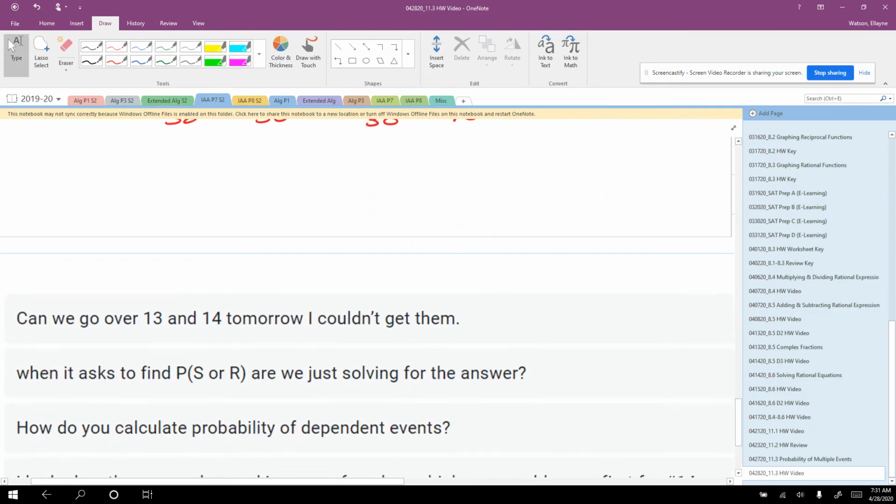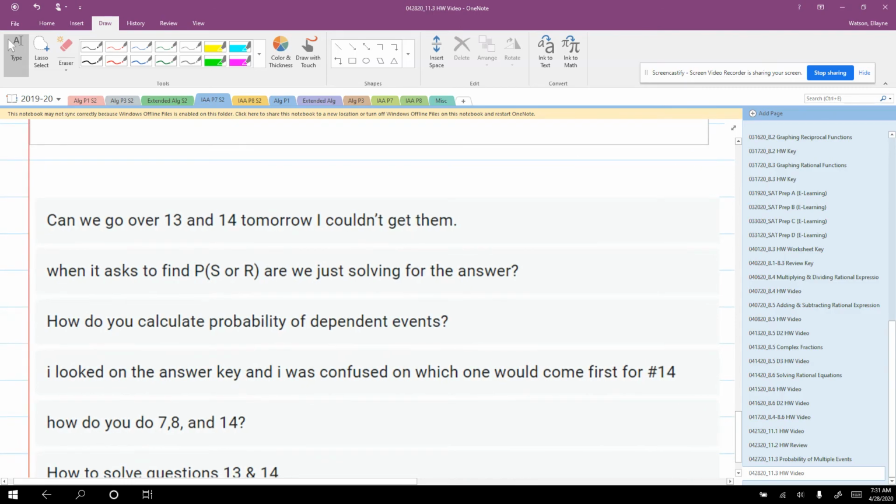Okay, let's just make sure I got all these questions. 13 and 14, got that. When it's asked to find probability of S or R, you're just solving for the answer yes. You're solving for what is the probability of event S or event R happening. Dependent events. So this is where you just have to make sure you reduce the total number of possible outcomes. So like with the marbles, if you don't replace it, it's dependent. It has an impact on the next draw, so you need to reduce it from 6 marbles to 5 marbles.